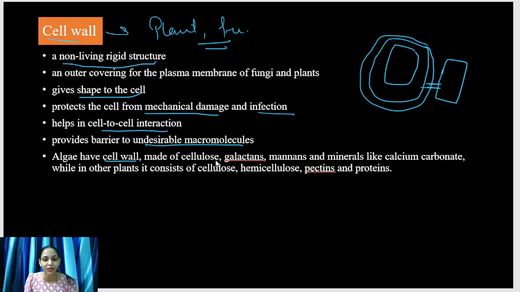Algae have cell wall made of cellulose, galactans, mannans, and minerals like calcium carbonate. While in plants, it consists of cellulose, hemicellulose, pectins, and proteins. This is the data you should remember. Algae cell wall किससे बनी है, plant की cell wall किससे बनी है.